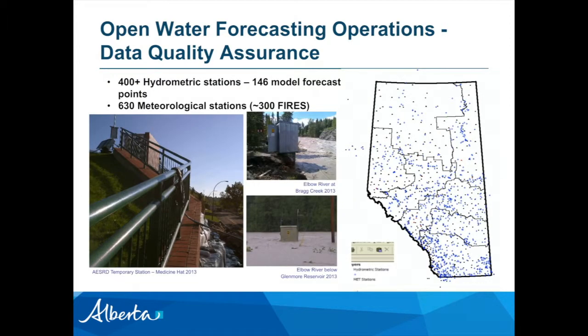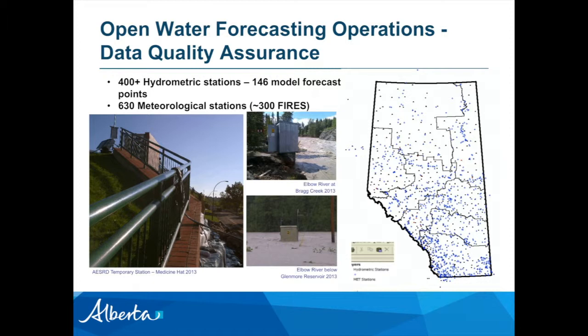In terms of the data that we look at on a daily basis within the province, we've got about 400 hydrometric stations, about 146 of those we can do forecasts for. We've got about 600 meteorological stations in the province. Happily, about 300 of those are fires and they do their own QA/QC on them. So that's good for them.